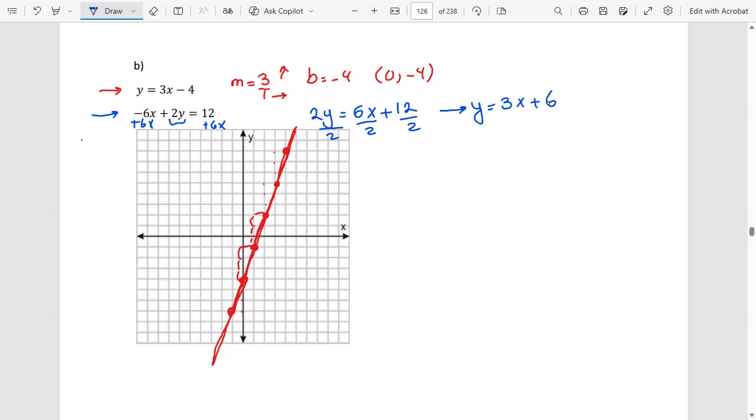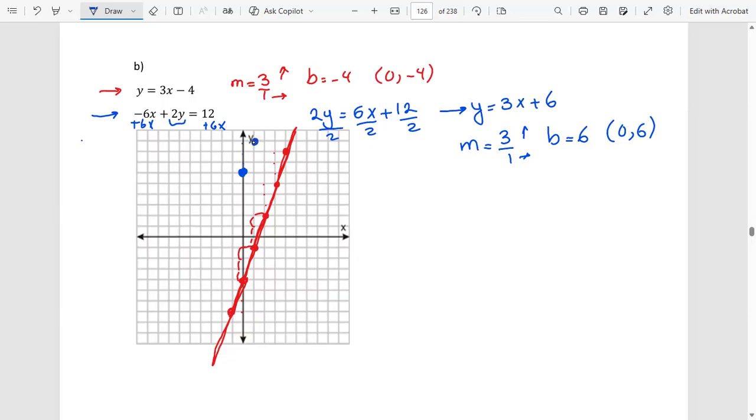Now it's in slope-intercept form, and I can find the slope and y-intercept. So the slope of this line is 3. The y-intercept is 6. So I start from 6. And based on the slope, which is 3 over 1, it means going 3 up and 1 to the right. 1, 2, 3 up, 1 to the right. I don't have enough space in that direction, so I can go 3 down, 1 to the left.